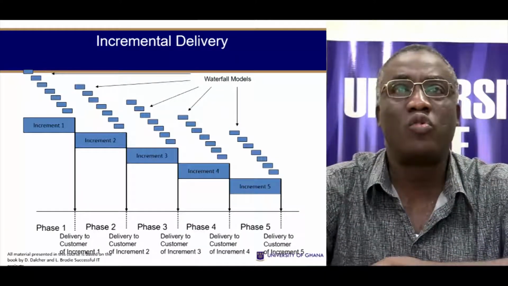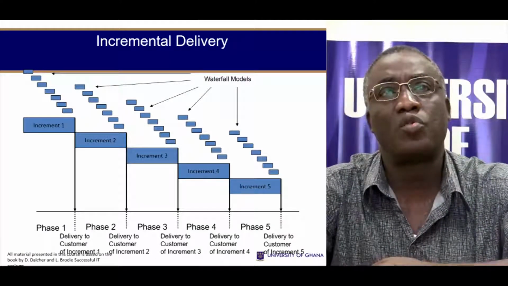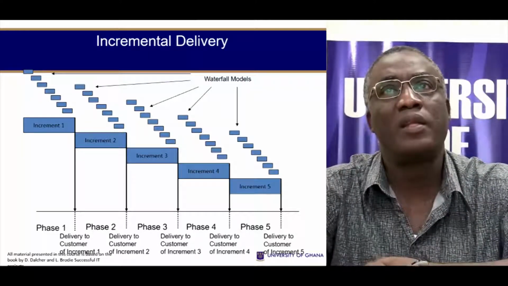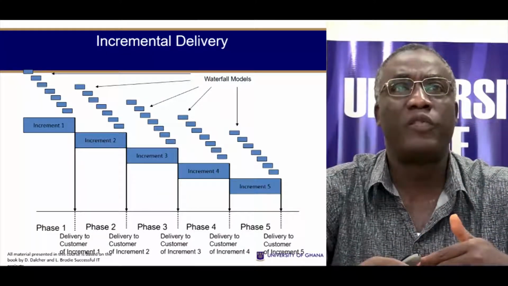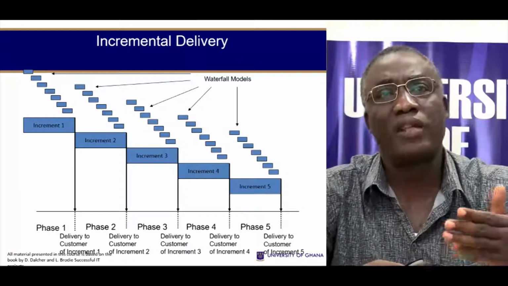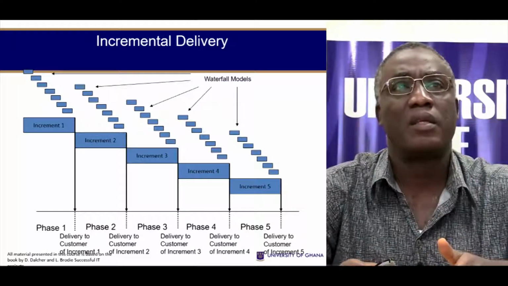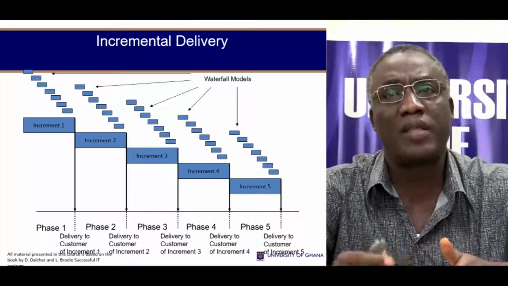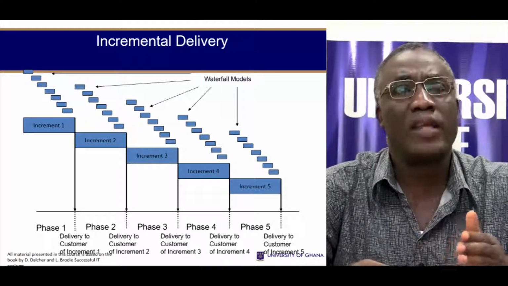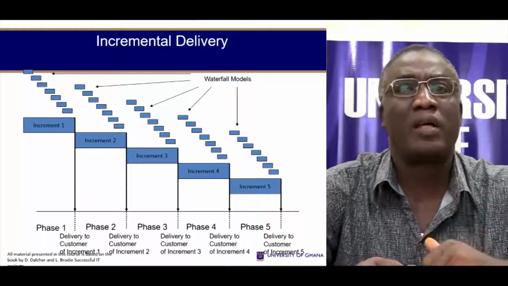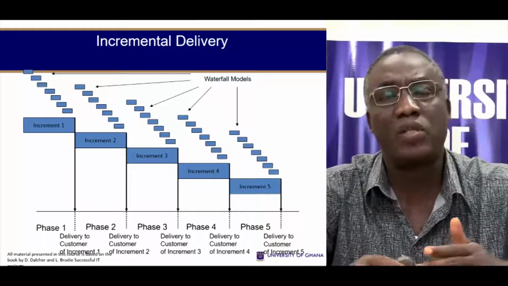Then the incremental model. In the incremental model, you have phases. So phase 1, and within phase 1 you can have the waterfall model. In phase 2, that's increment 2, you have another waterfall model. So the whole project is divided into phases, each one adding increasing complexity or an extra thing that has to be done. At the end of phase 1, you deliver to the customer. At the end of phase 2, you again deliver to the customer. At the end of phase 3, you deliver to the customer.